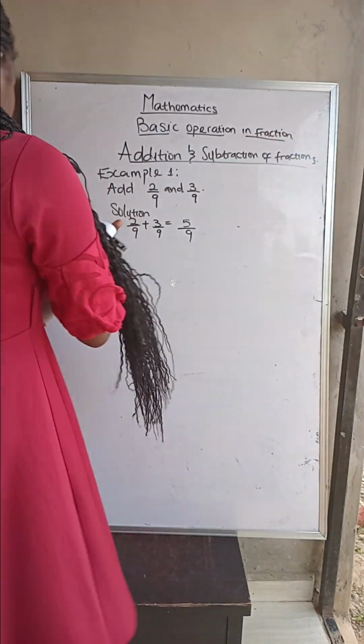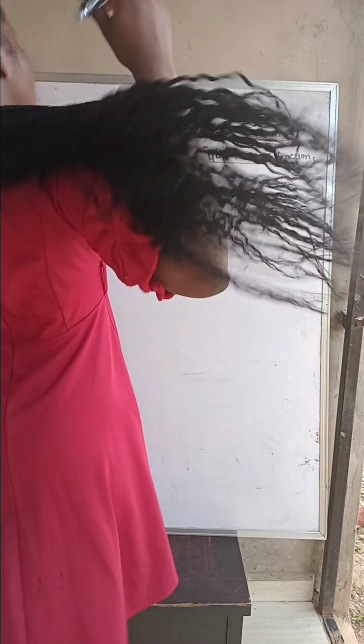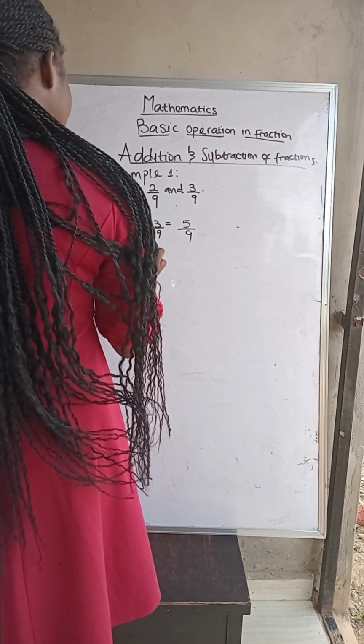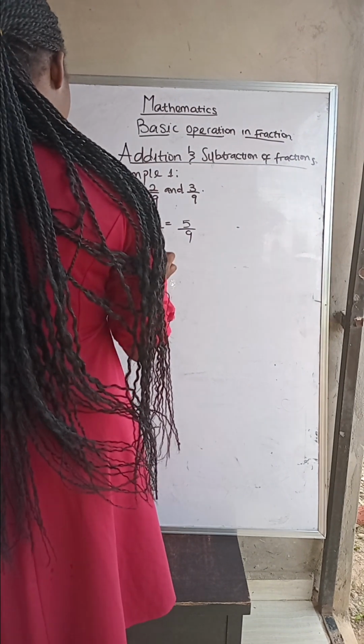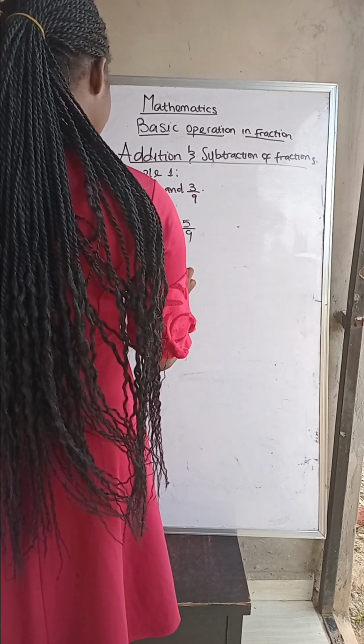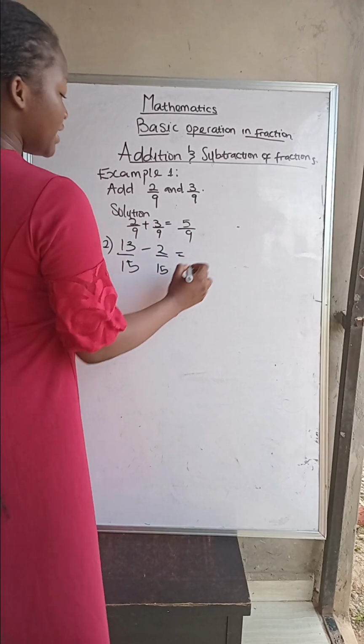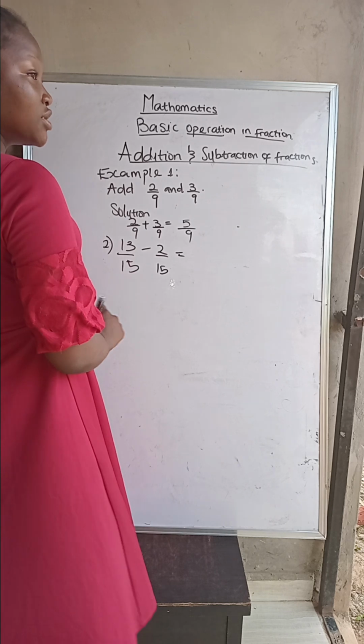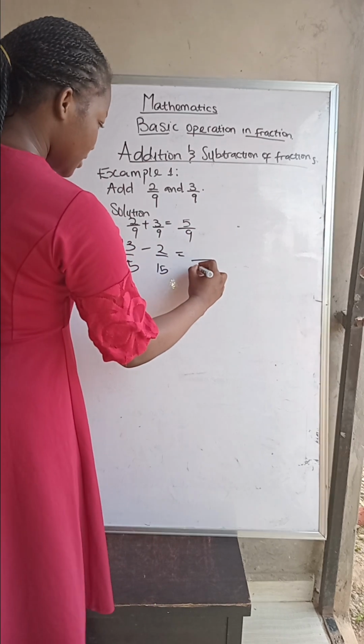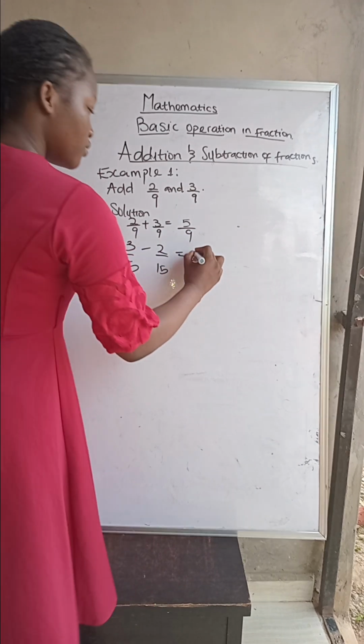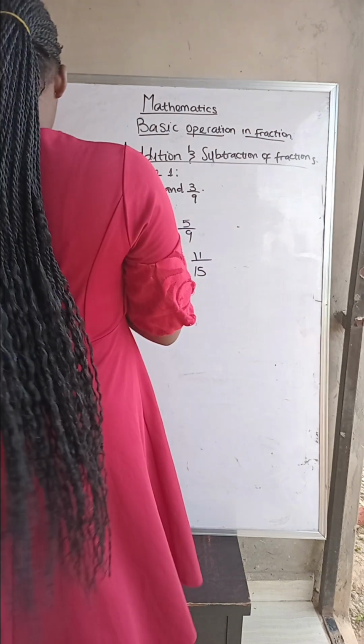Another example, now this one is on subtraction. We have 13 over 15 minus 2 over 15. Now what did I tell you? I said if they have the same denominator, it will be what? Constant. And what is 13 minus 2? 11. Do we get that?